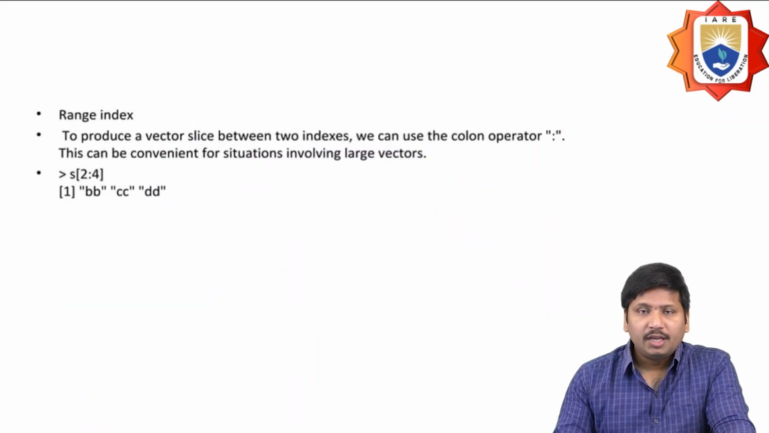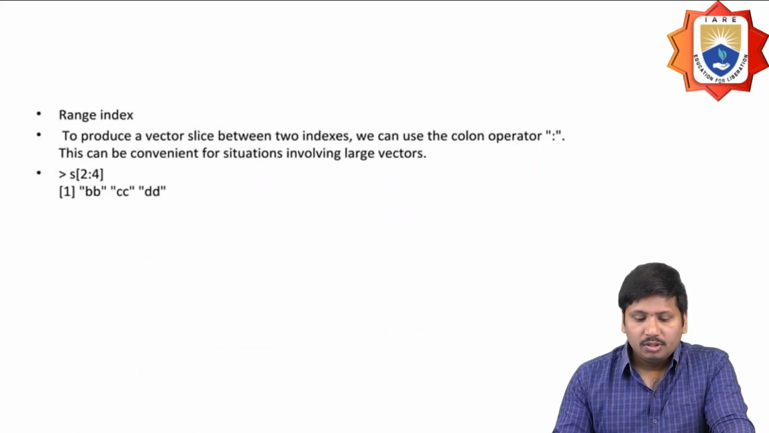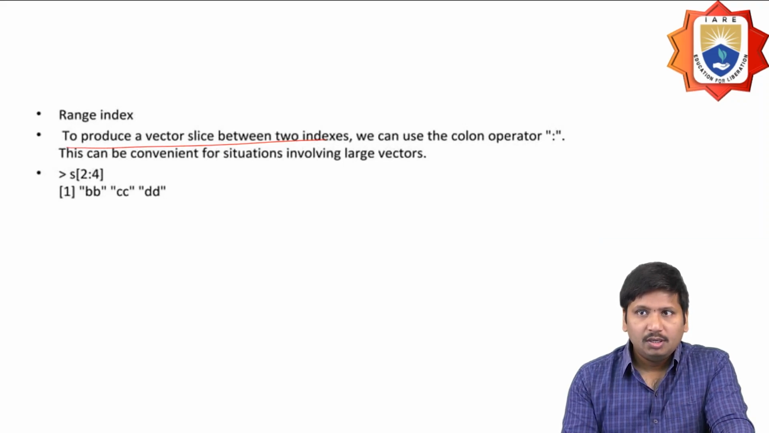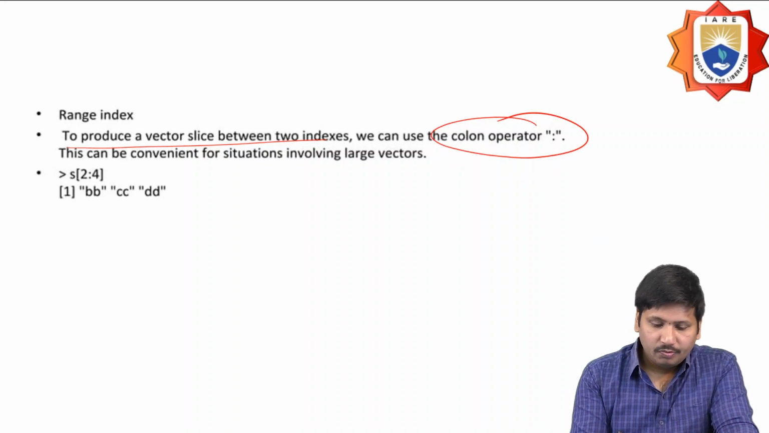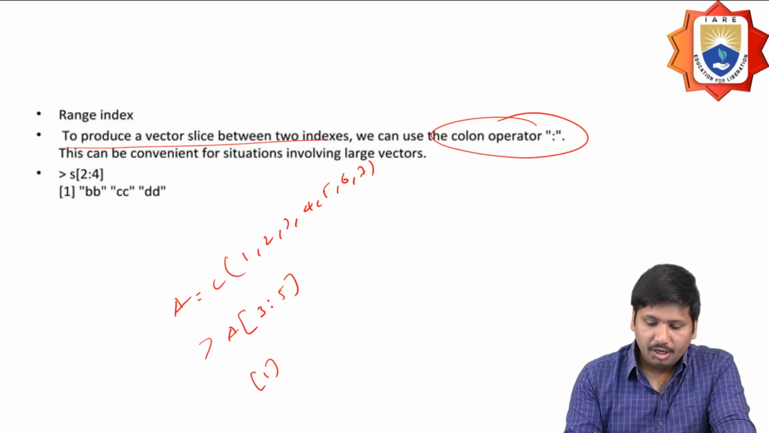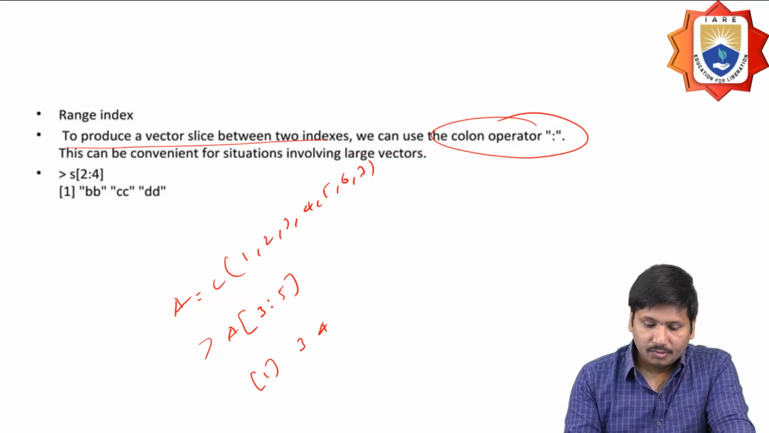And range index, so we also have a range index. How can we specify a range? It is to produce the slice between two indices. So we can make use of the colon operator. Suppose I have a vector, A is equal to a vector, I'm going to write 1, 2, 3, 4, 5, 6, 7, right? If I'm going to mention a range, suppose I want to print from 3 to 5, how can I write it? The output should be 3, 4, 5.